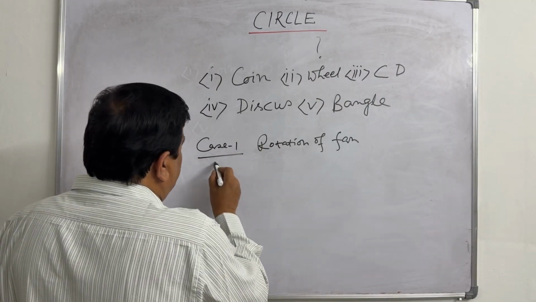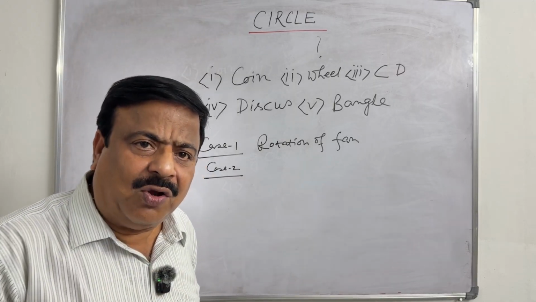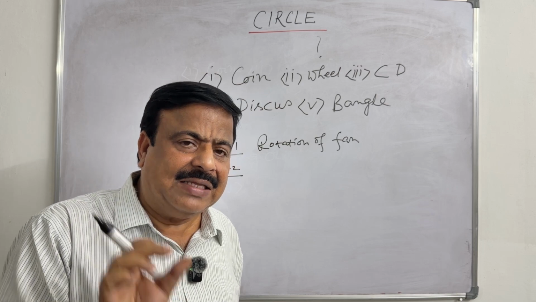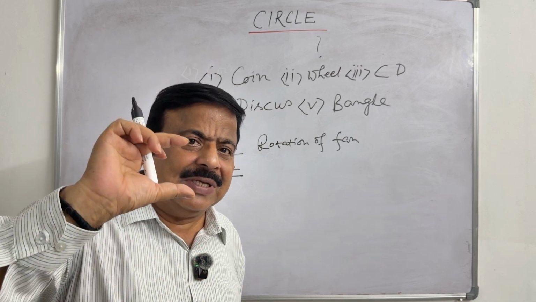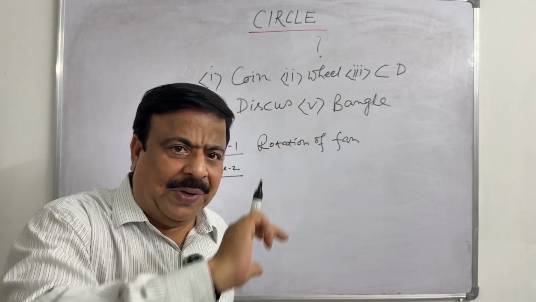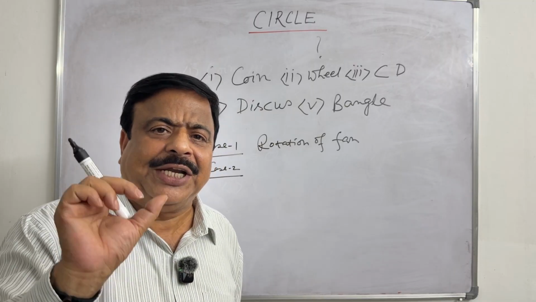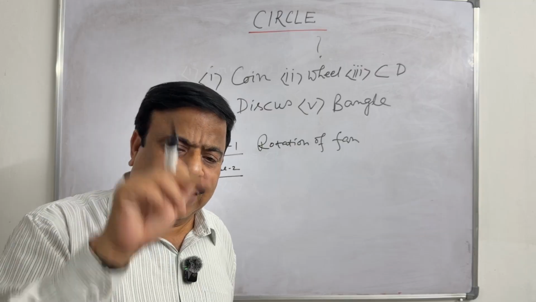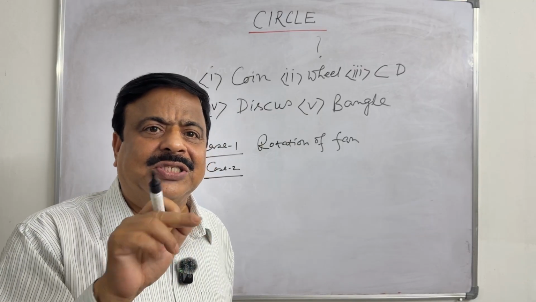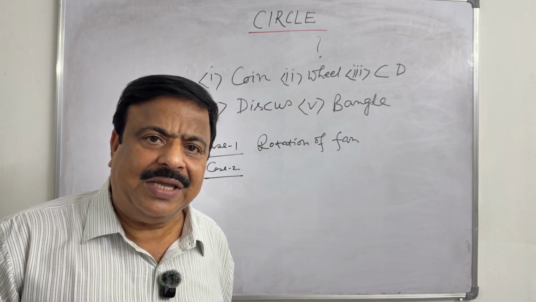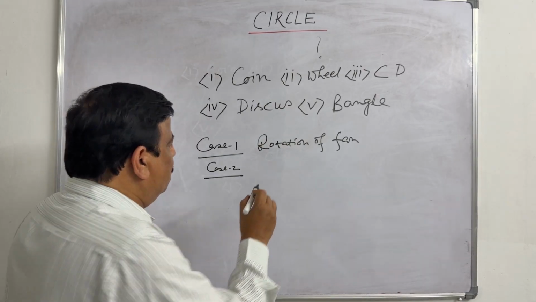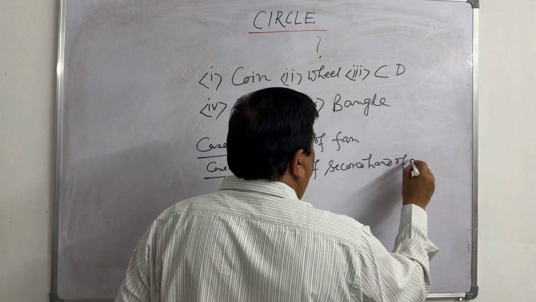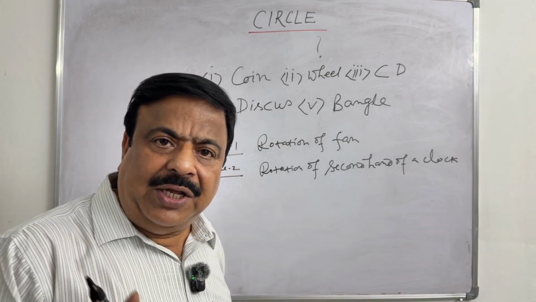Okay, say case 2, the second hand of a clock. There are 2 hands of a clock. One is minute hand, another is second hand. The tip of the second hand, after a complete rotation, forms what type of path? It is a circular path. Where the second hand is fixed is called its center. Okay, clear? So rotation of second hand of a clock can give you the idea of a circle.